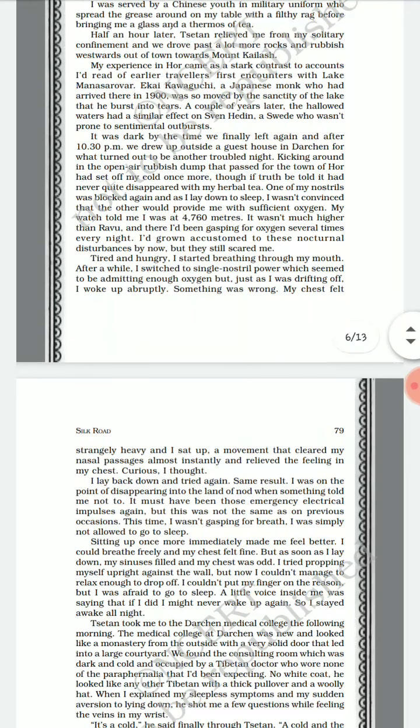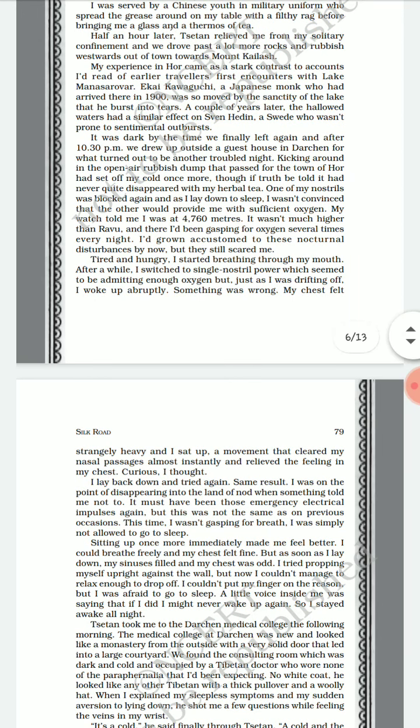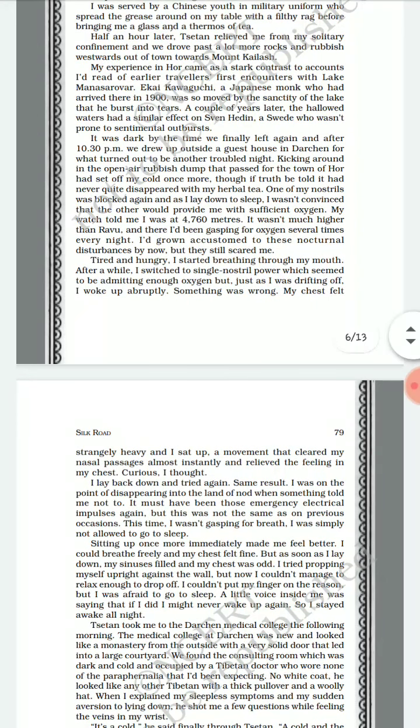And this part also is very important for short questions. So I repeat, my experience of horror came as a stark contrast to accounts I had read of earlier travelers' first encounters with Lake Mansarovar. Akai Kawaguchi, a Japanese monk who had arrived there in 1900, was so moved by the sanctity, meaning serene beauty, purity, holiness, of the lake that he burst into tears.